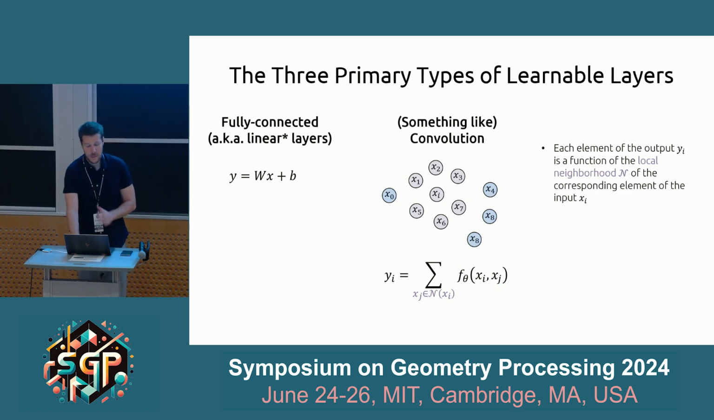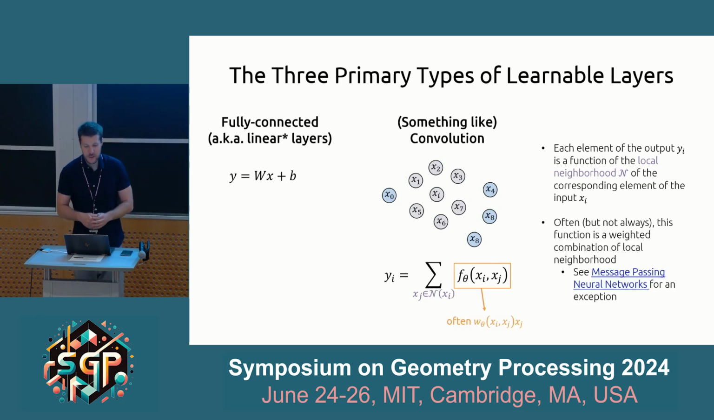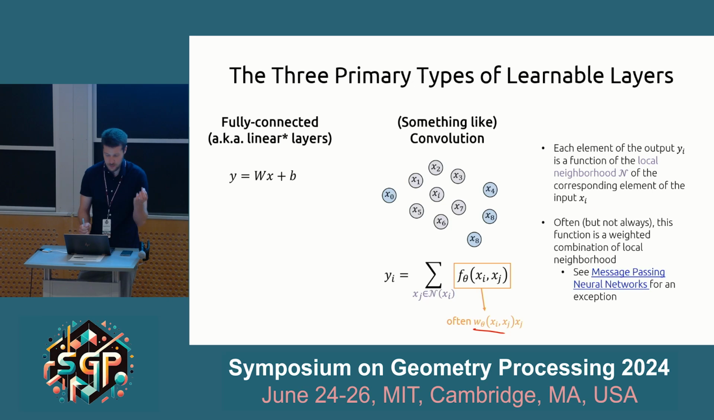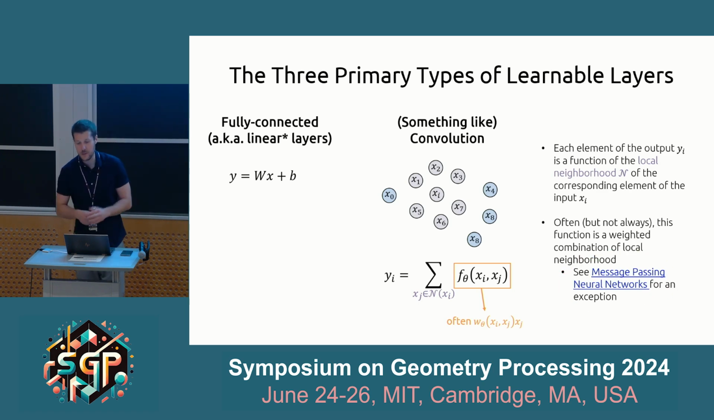Now, for most convolution-like operators in the literature, most of the time this function is really just a weighted combination of the local neighbors. So it's just a weighted sum of the xj's, where the weights are the learnable things. The weight is a function of the relationship between xi and xj. In some cases, this might just be a fixed constant set of weights. In other cases, it might be a learnable function. I mention often but not always; for a noteworthy exception, you can look up message passing neural networks, which are a variant of this, convolution-like but don't quite fit the weighted combination formalism.